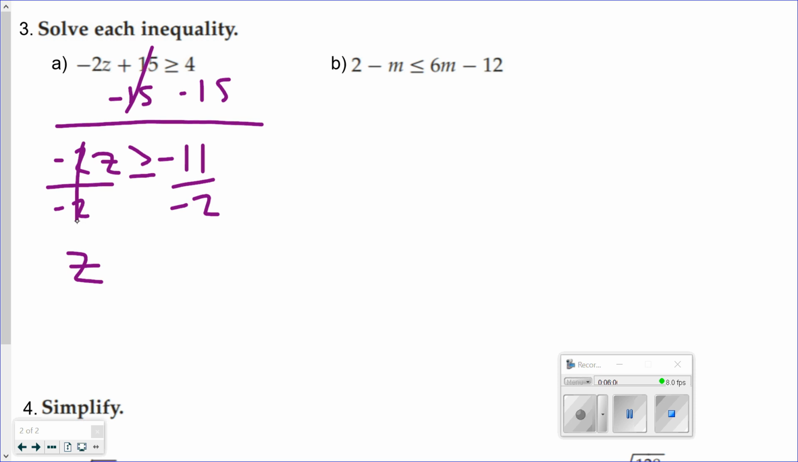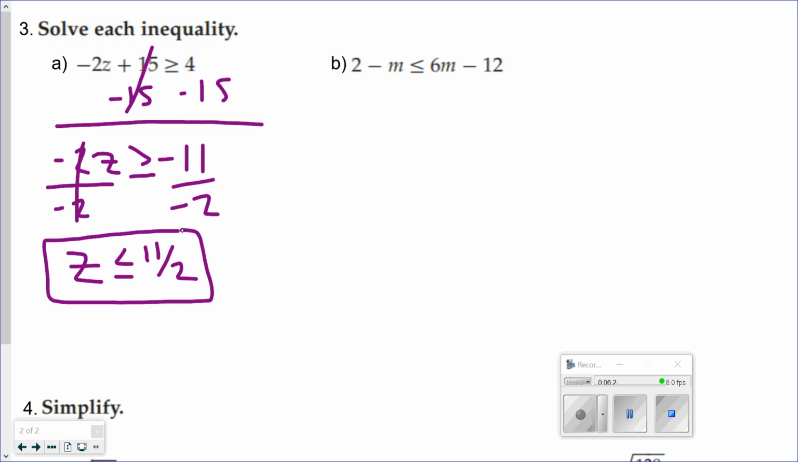Now remember, when you divide by a negative, your inequality flips. So now I have to make this a less than or equal to sign. Negative 11 divided by negative 2 is a positive 11 over 2. I get a weird decimal there, so I'm just going to keep it as 11 over 2 for my answer.